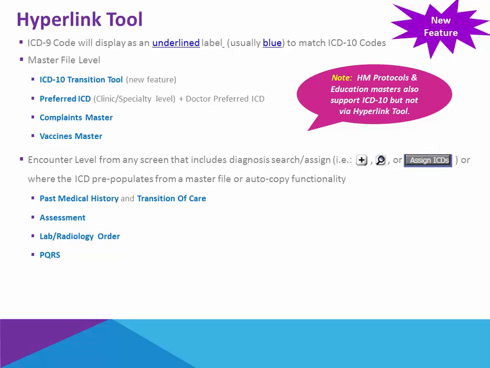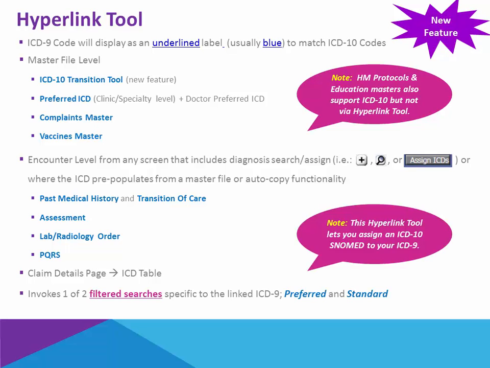Now this is going to be available on the encounter screens wherever you can search for a diagnosis, whether it's the plus sign icon, the magnifying glass, the assign ICD button. And then on the claim side, we will have the hyperlink available within the ICD table on the claim details page. Now the way the hyperlink works is regardless of the screen that you execute it on, when you click it, it is going to auto-invoke one of two filtered searches. And that filtered search is either going to be your preferred or your standard search. And it is filtered by the ICD-9.